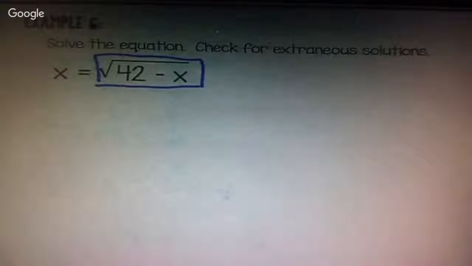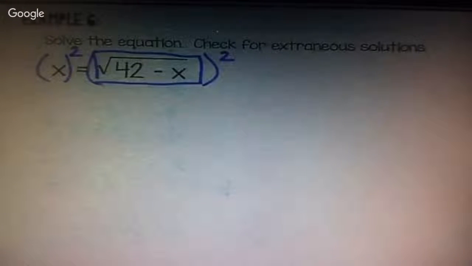So once you get this square root isolated, same steps: square both sides. I'm going to square this side and square this side. When I square the left, I have x squared. When I square the right, I'm left with 42 minus x.